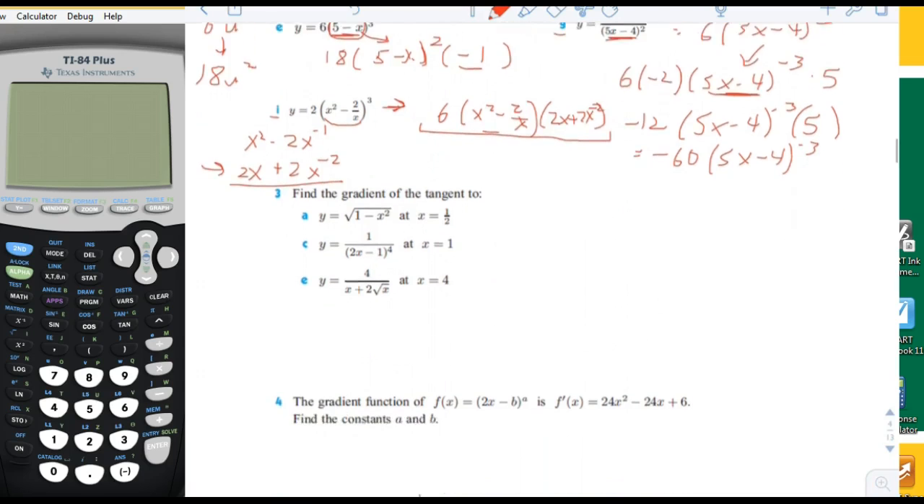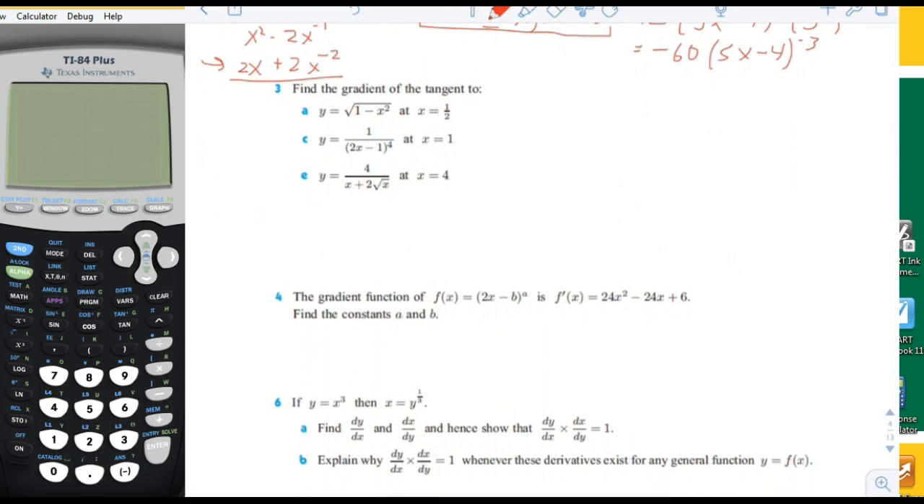Okay? Alright. Number 3. Find the gradient of the tangent to, and remember, gradient of the tangent is just another way of saying derivative. But in this case, they're asking for it at a certain point, like x equals 1/2. Okay? So, first thing we're going to do is take the derivative of that. We have 1 minus x squared to the 1/2. I rewrote it so it's easier to do the power rule.